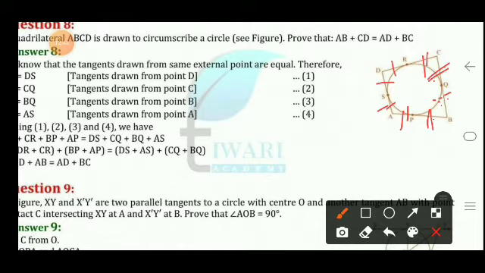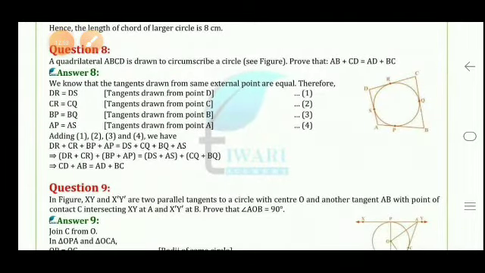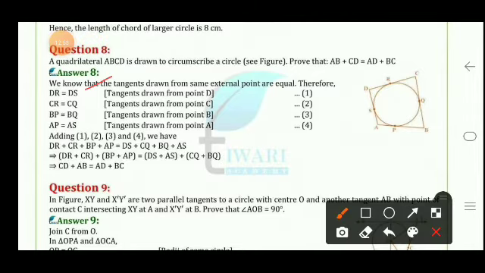So using this property, we are writing all here, that is DR is equal to DS, CR is equal to CQ, BP is equal to BQ, AP is equal to AS. The reason is the same for all, that the tangents drawn from the points are equal in length. Now adding all the left hand side with the right hand side values, we are getting DR plus CR plus BP plus AP is equal to DS plus CQ plus BQ plus AS. Then making the pairs: DR plus CR, that is CD, BP plus AP, that is AB, DS plus AS is equal to AD, and CQ plus BQ is equal to BC. So hence proved that the sum of the opposite sides are equal.